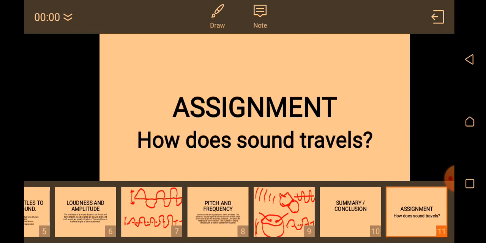Your assignment: how does sound travel? How do you think sound travels? Explain, send your response. I'll be waiting to have them so we can continue from there.